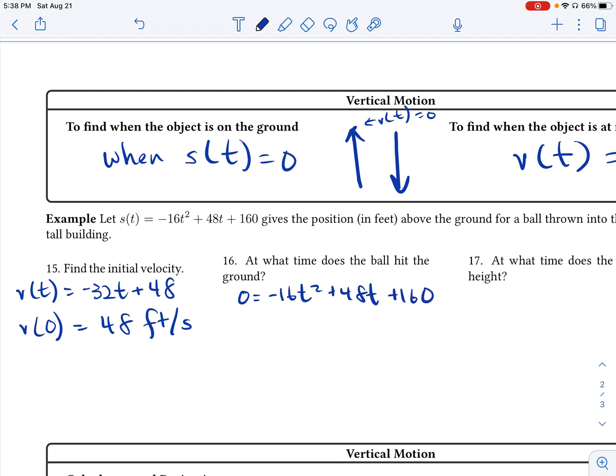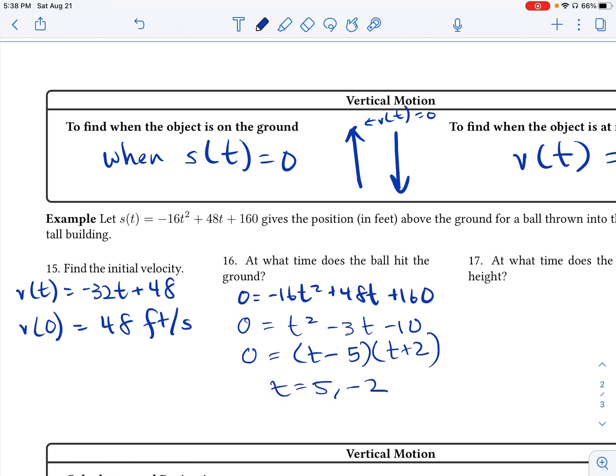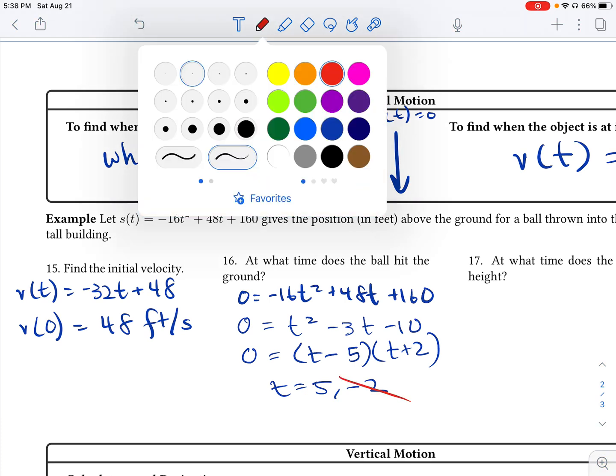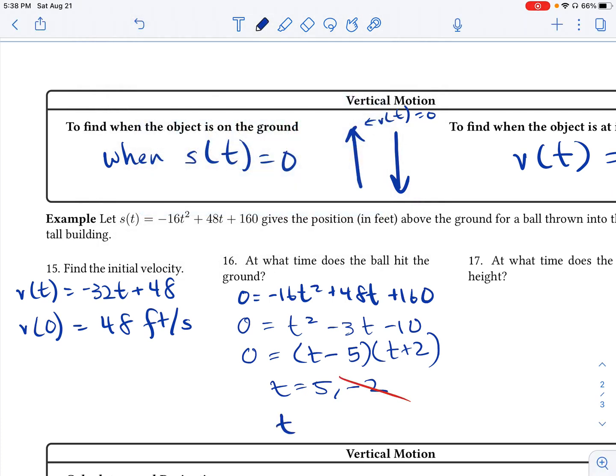And I think I can divide everything here by negative 16, because I want that positive leading coefficient. So I'm going to rewrite this as that. And I think this is pretty easily factorable. We get t minus 5 times t plus 2, in which case t is equal to 5 and negative 2. As we saw in the previous problem, I'm not really concerned with negative time values. So I would just say when t is equal to 5 seconds.